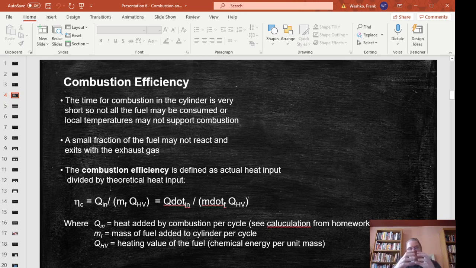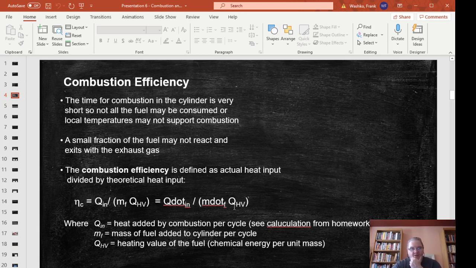So if we have this much fuel in there, and we know that much fuel has this much energy in it per unit mass, you multiply that by the mass. That's theoretically, if we got every portion of energy that's in the fuel and turned that into work, the theoretical maximum. And then if we divided Q in over that, that would tell us how efficient our combustion operation actually is.